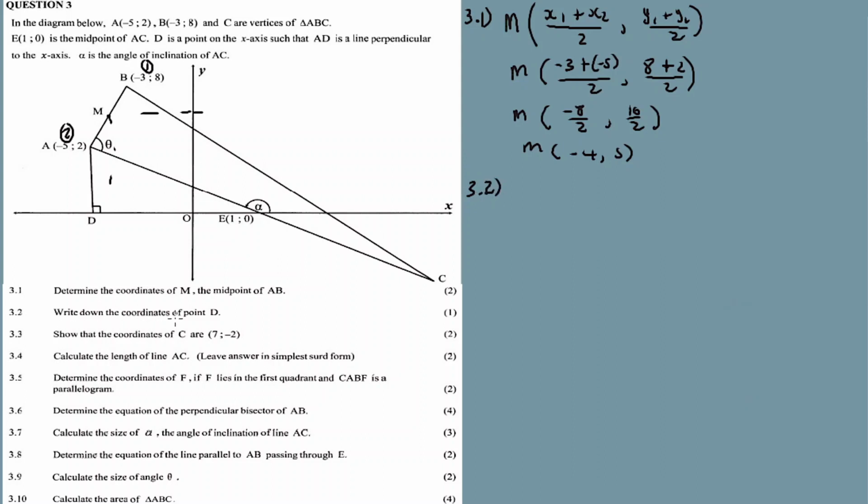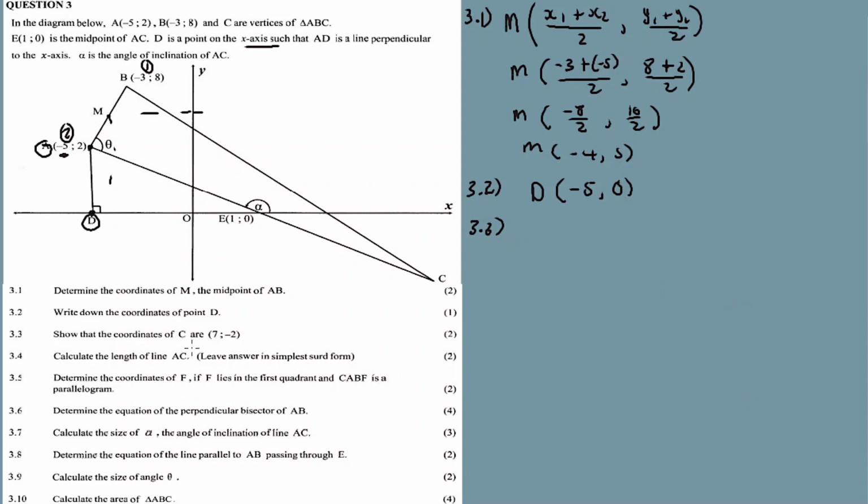3.2. Write down the coordinates of D. The coordinates of D are minus 5 and 0. Just like I've explained, for a perpendicular line, the point A also shares the same x coordinate with D, but D happens to be on the x-axis. D is a point on the x-axis such that AD is a line perpendicular to the x-axis. So it means that the y of D is 0. Now 3.3.